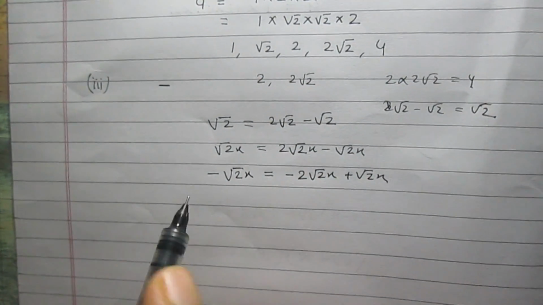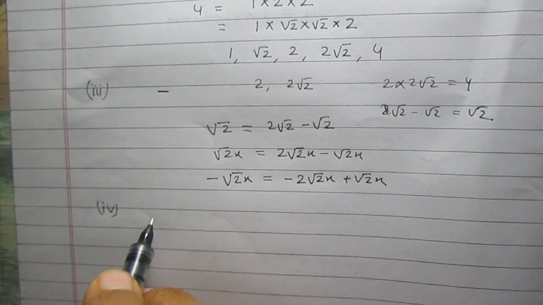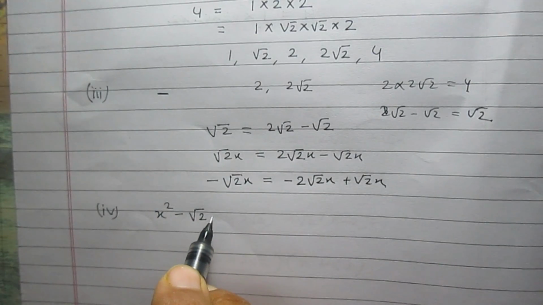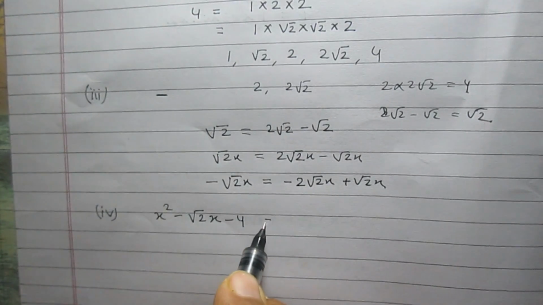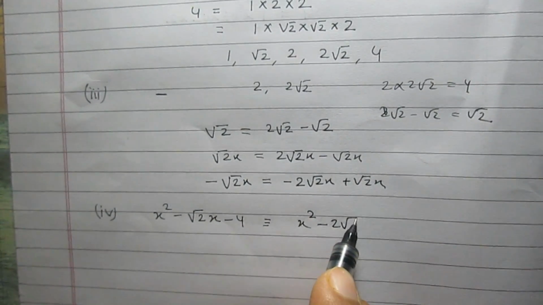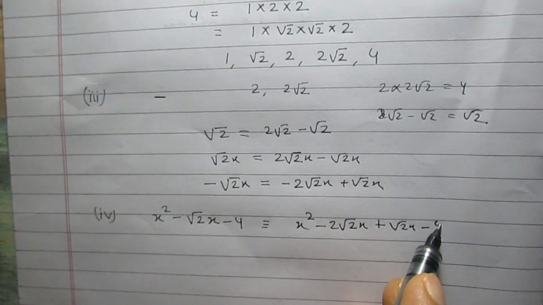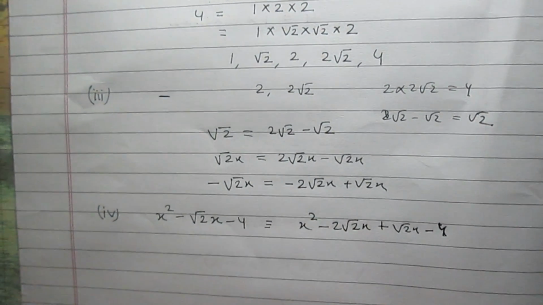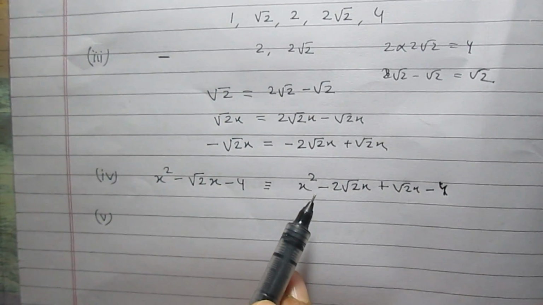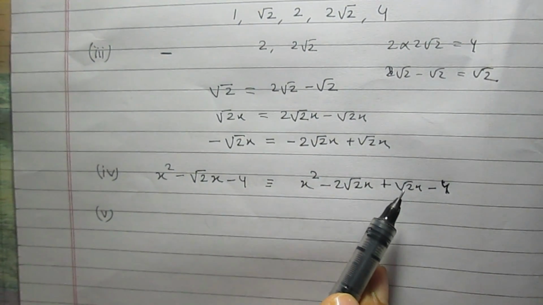So now we will rewrite the quadratic expression in fourth step with its middle term splitted. It is x square minus square root 2x minus 4 is equal to x square minus twice of square root 2x plus square root 2x minus 4. Okay. Now in fifth step, we will factorize first two terms, then we will factorize the last two terms.